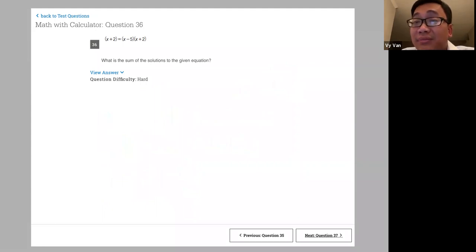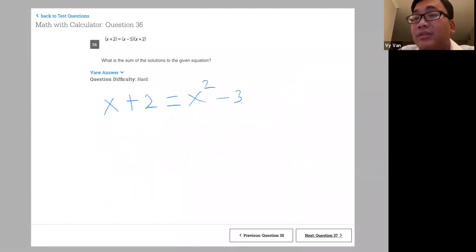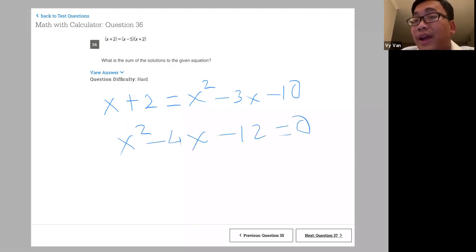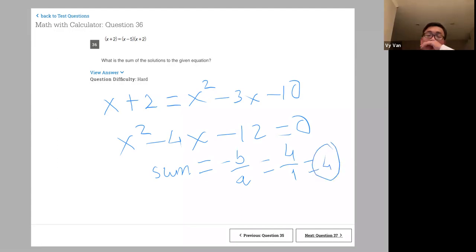Again, they ask for the sum. We could use the same Vieta's theorem. So let's try Vieta's theorem again, because I kind of like that theorem. So let's follow this out, okay? So x squared, negative 5x plus 2x, negative 3x minus 10. So let's move everything to one side. So x squared minus 4x minus 12 equals 0. You can factor it, solve for x, or you can just use Vieta's theorem. So the sum equals negative b over a. Negative b is 4, over a is 1. The answer is 4. Okay, I just leave it as that.